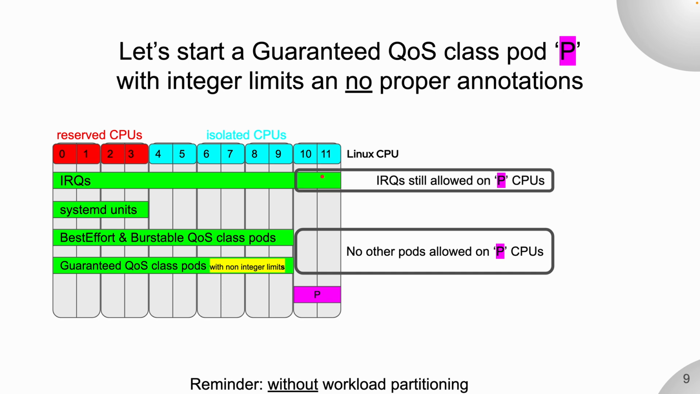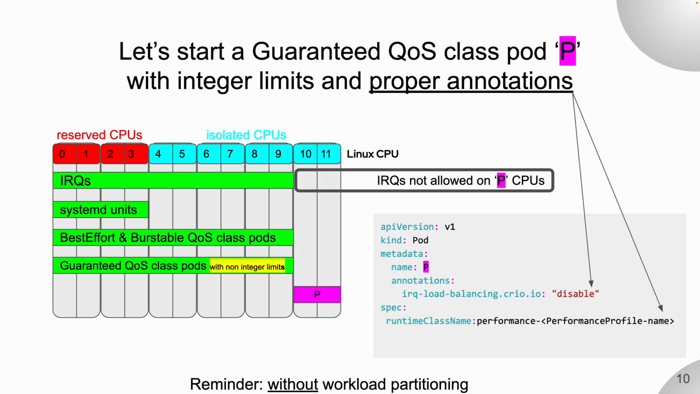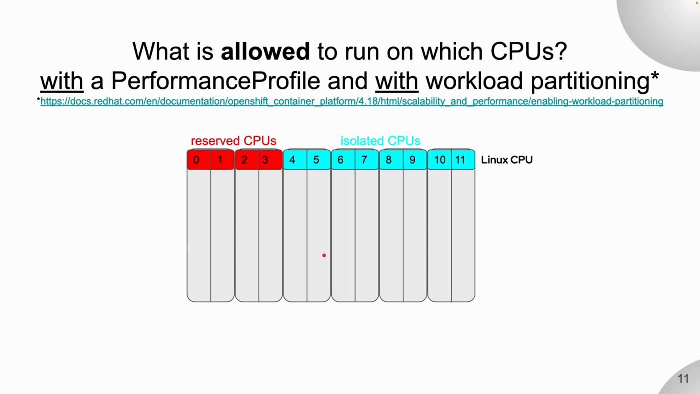So again, this is without workload partitioning. And if you add the proper annotation on that pod, still without workload partitioning, you can exclude also the interrupts from that CPU. So the pod P has full and dedicated access to CPU 10 and 11 in that example. Okay. So now let's add workload partitioning in the mix.